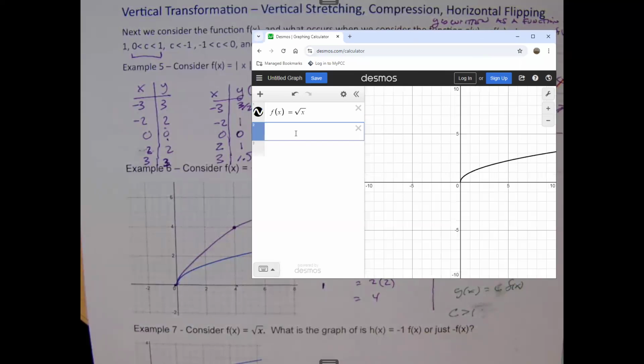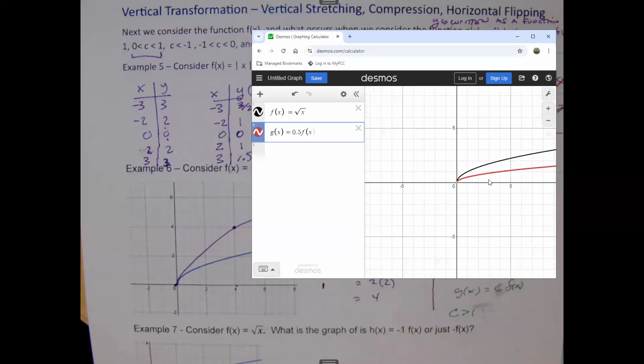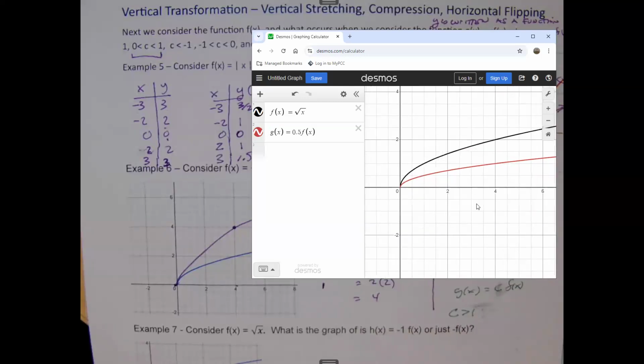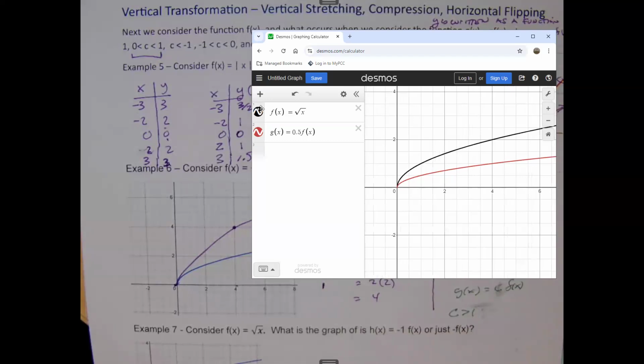And now what you can do is this, just come over here. You can even continue using function notation. I'm going to use it exactly the way it's written here. g of x is now 0.5 of what? f of x. Oops, there we go. And there you have it. You see that now the black one is the original function. This red one is the new function.